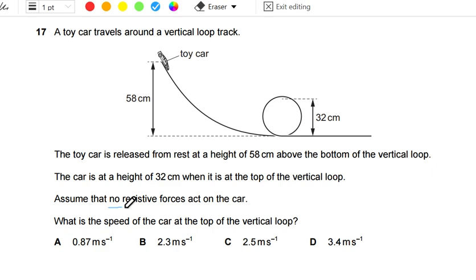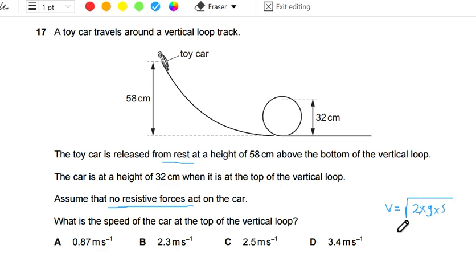No resistive forces, acceleration is only g, and we can use equation of motion. Starts from rest, u equals 0. We don't have time, so v squared equals 2as is the right formula to use. 2 times g times s.